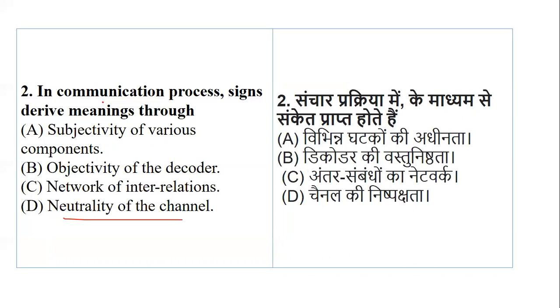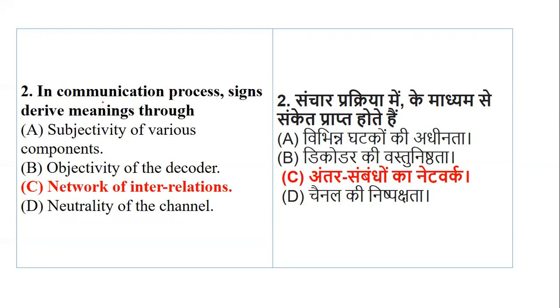These are some questions which we have done earlier. I'm taking them on a revision basis so that when we go to the next level of preparation, a fresh set of questions will be given, which will help you prepare best. So in the communication process, signs derive meaning through network. It talks about the network of interrelationships in the communication process, not subjectivity, objectivity, or neutrality, because those indicate not true or effective communication.